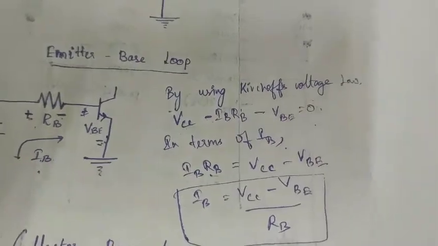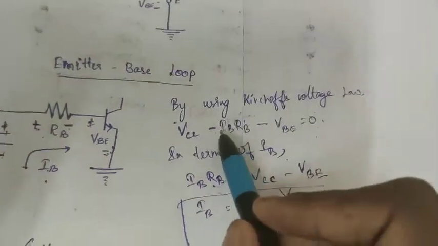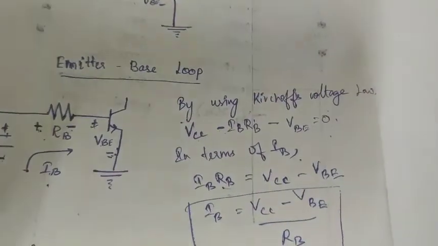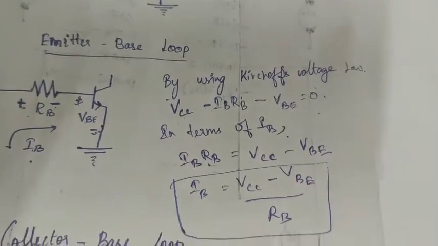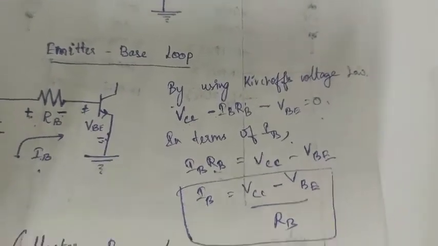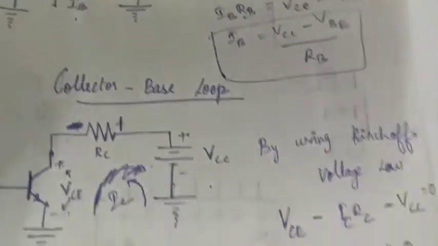The simplification process is simple, since I am just going to eliminate the parameters on one side, the required parameters, and then taking the denominator of it. That's it. And now the collector base loop.